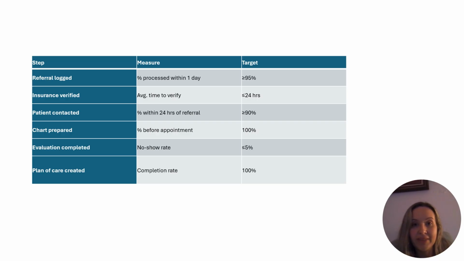So this is my process. If you guys have any suggestions on how to make this more efficient, I would love to hear that.